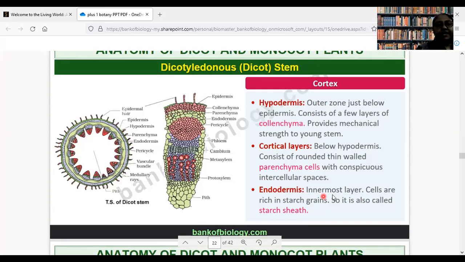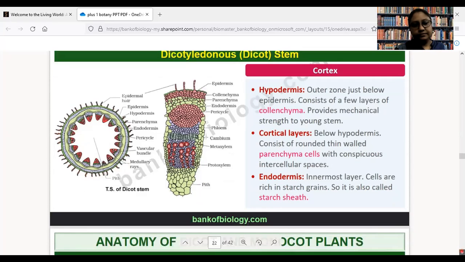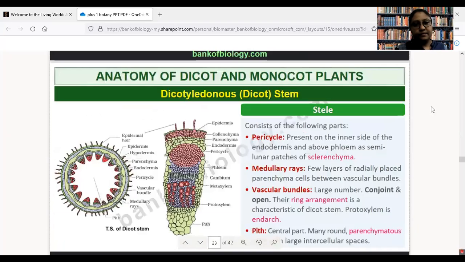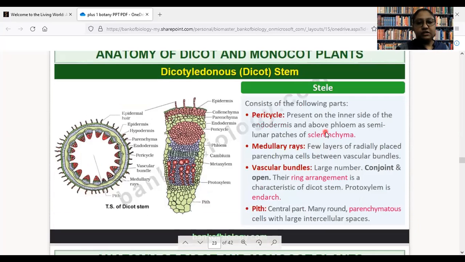Then there will be endodermis. Cells are very rich in starch grain over here. That's why it is called starch sheath. Because whatever food is produced in leaf, it is coming from leaf to the stem region, and this is a very good storehouse of the food. If you look into the stellar region of dicot stem, you can see in this case also pericycle is present.